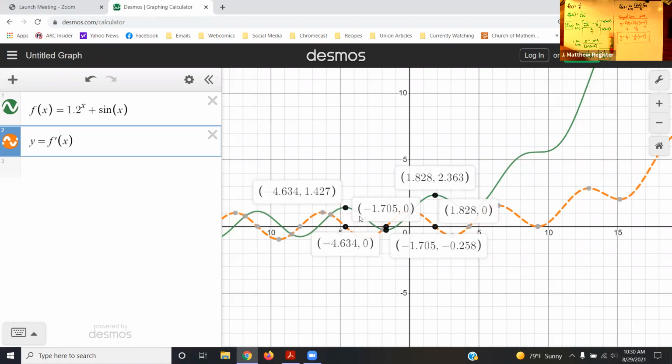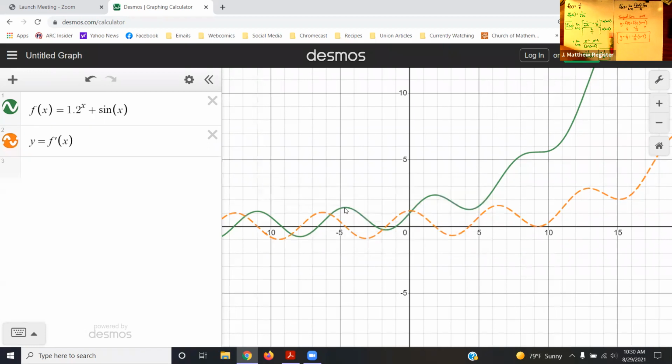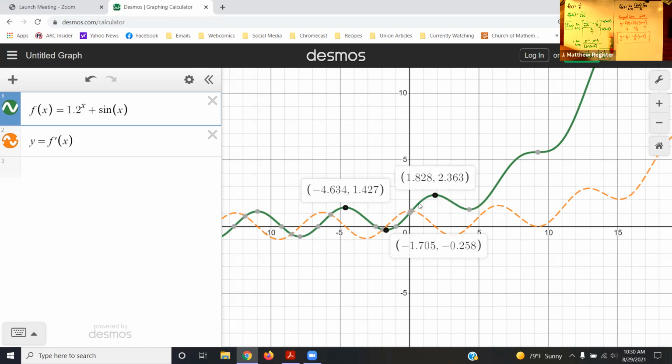And so anywhere where the green function is at a plateau, our derivative is going to have a value of 0. Notice between those values though. And so let's say from here down to here, the green function, our starting function, is decreasing on that interval. And looking at our orange function, our derivative, it has negative values on that interval. As we go on to the next interval from negative 1.7 to positive 1.8, our green function is increasing. And notice our derivative is going to have positive values for that. And so that's how these things are related.